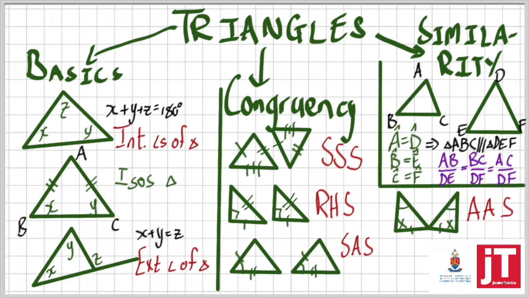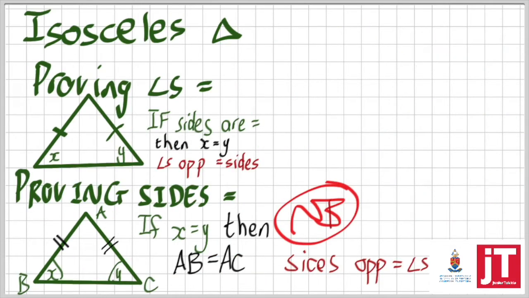Now, when we look at angles and triangles, in the previous video, I forgot to mention that there's a specific reason that is needed for this theorem. If angle x is equal to y, then AB is equal to AC. Why is that? Because sides are opposite equal angles.